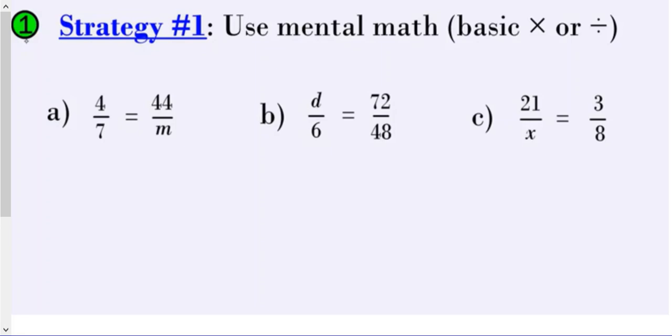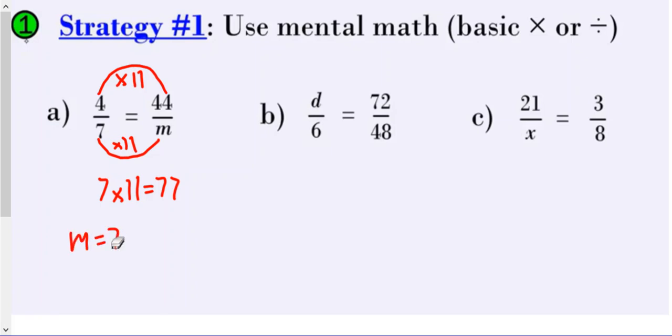Alright, in the first example we have 4 to 7 equals 44 to m. And so we're looking to find the value of m. The way we're going to do that is we're going to ask ourselves, if I have 4 and I increase to 44, what would I need to multiply 4 by to get to 44? And 4 times 11 will equal 44. So now we need to do that to the 7. 7 times 11 equals 77. So m is equal to 77.